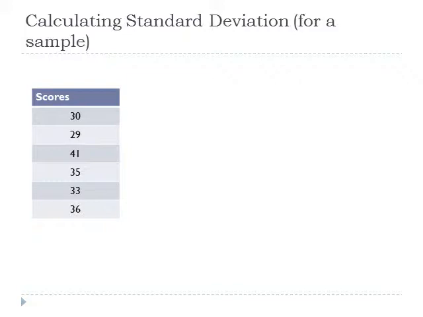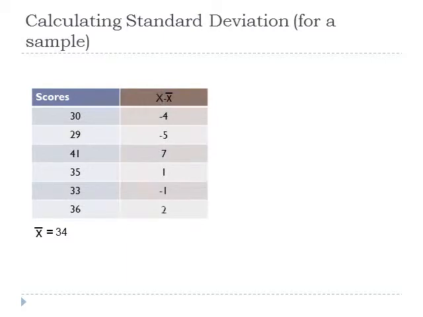The first step to calculating standard deviation is to calculate deviation scores. Deviation scores tell us how far each individual score is from the mean. So the first step to getting these deviation scores is to calculate the mean. The mean for this set of scores is 34. So we take 34 and we subtract it from each of these individual scores. So 30 minus 34 gives us negative 4, 29 minus 34 gives us negative 5, and so on.